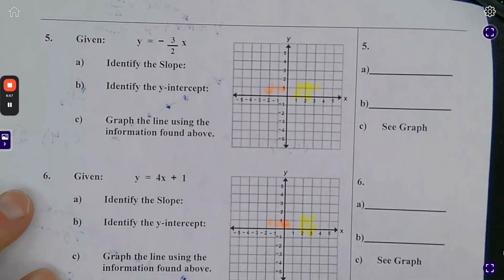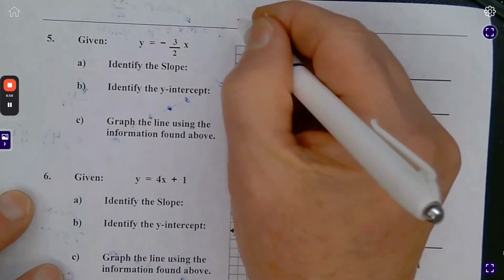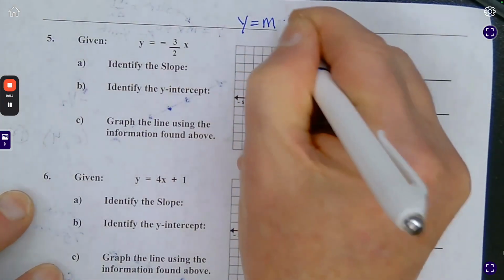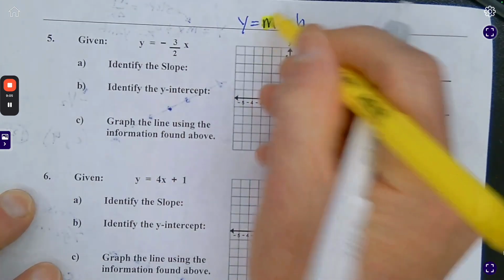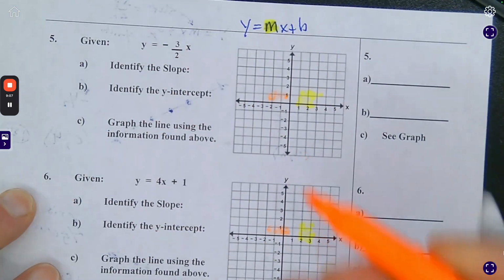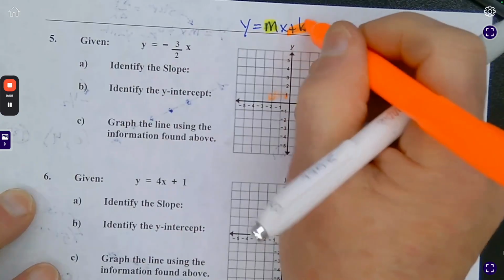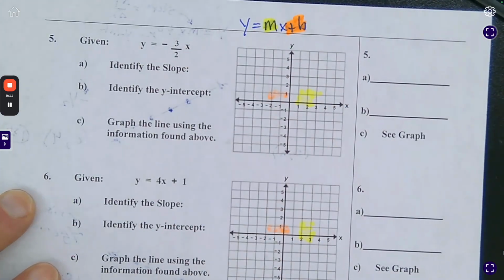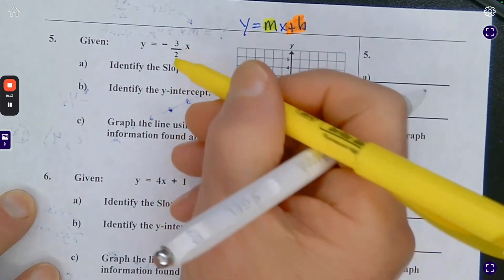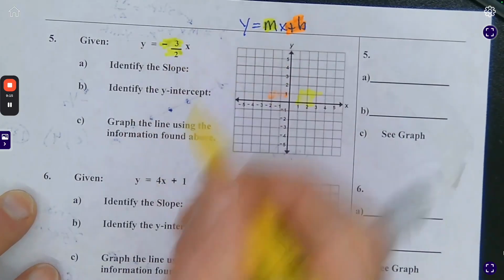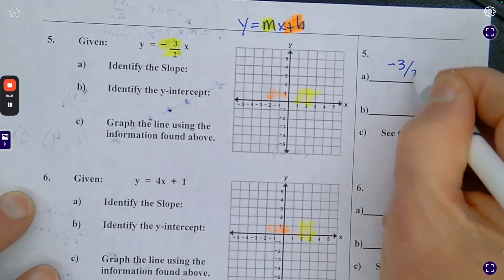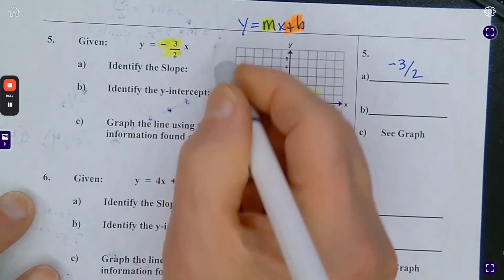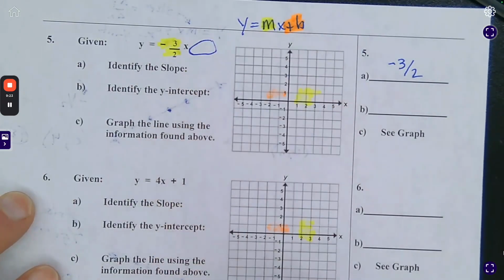All right, let's find the slope. Remember, I'm going to throw it up here for you. y equals mx plus b. m is the slope, right there, and b is the y-intercept, and whatever operation goes with it. Notice here your slope is pretty straightforward. It's that number in front of x. But what is going on with b? What is out here?